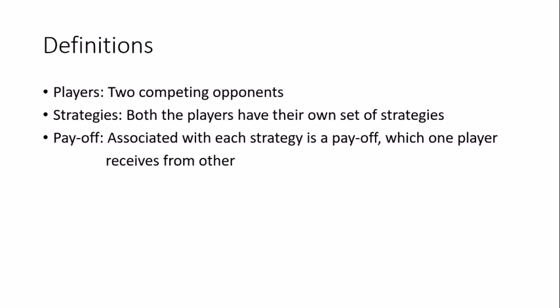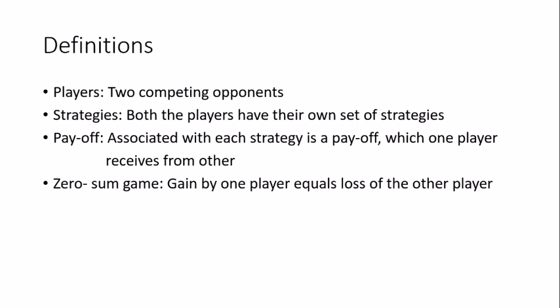For example, if a player, or you can use the word opponent or competitor, chooses to advertise on television, then there will be a certain payoff involved: if he advertises on television, then this much profit he is going to get and the other person is going to lose this much. It can be in the form of money, some value in the company, or the value of their stocks. Whatever it is, there is some kind of payoff which one player receives from the other.